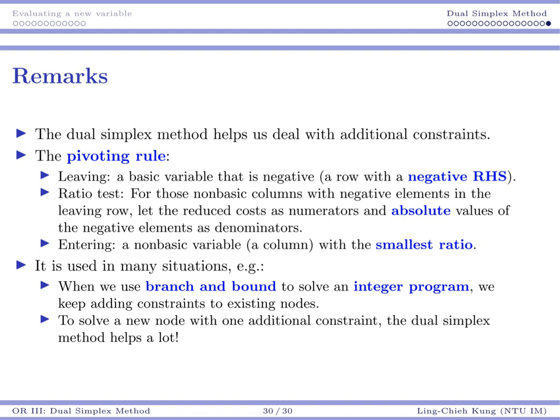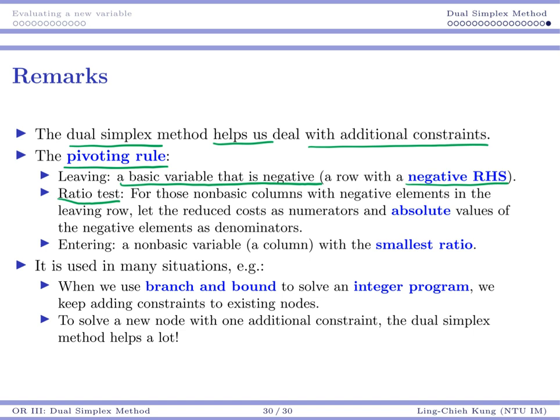So quickly, we may do a conclusion and some remarks. The dual simplex method basically helps us deal with additional constraints. The pivoting rule may be summarized here. First, there must be a basic variable that is negative, so that you can initiate your dual simplex. So that must be a row with a negative right-hand side. We may choose that. And then we need to do a ratio test. The principle of the ratio test is to maintain non-negative reduced costs.